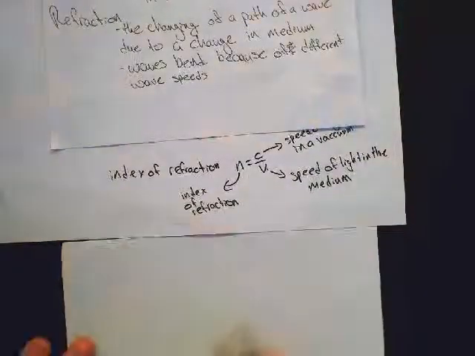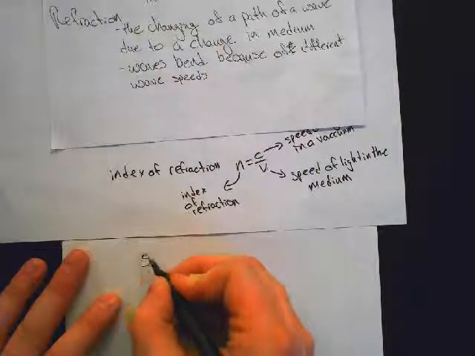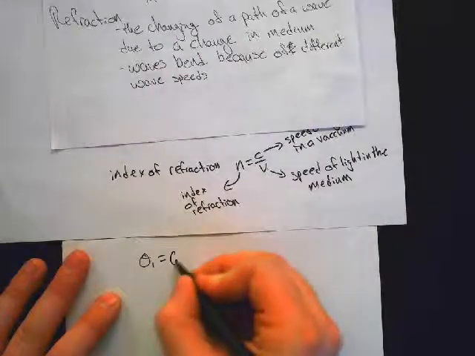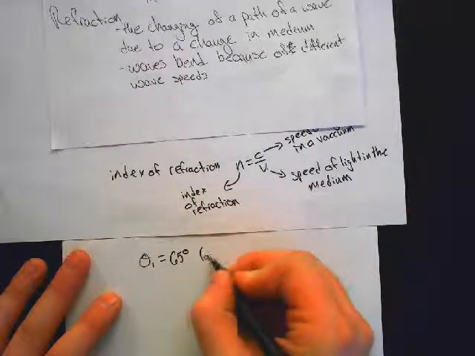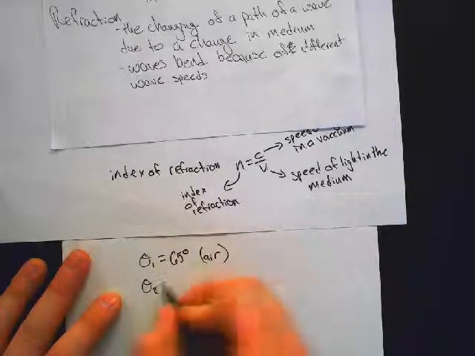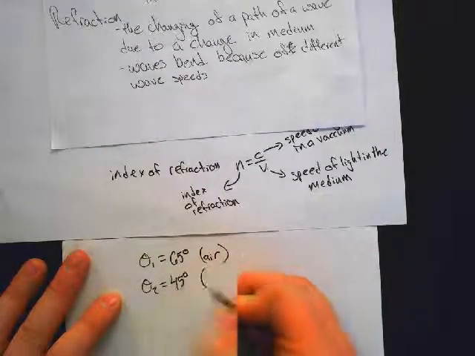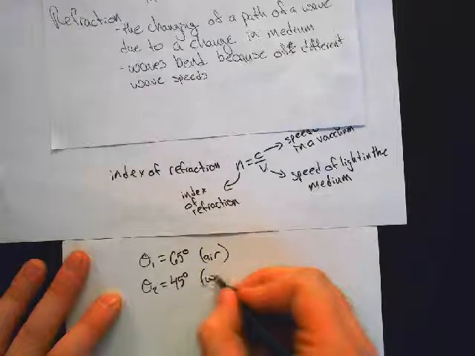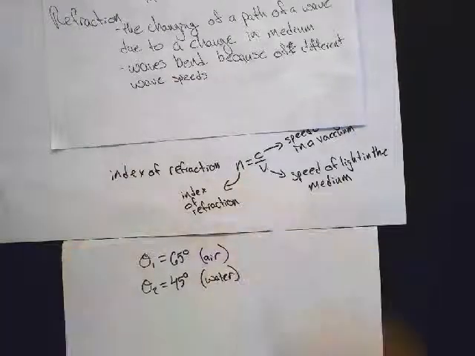So if theta 1 is equal to 65 degrees, this is air, and theta 2 is equal to 45 degrees, and this is water, we can use Snell's law to find the speed of light in water.